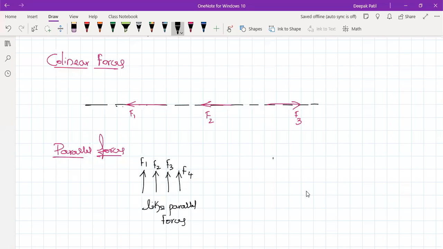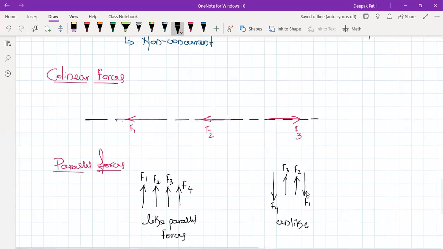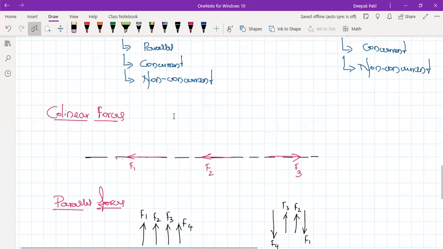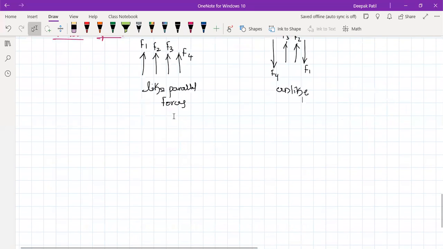There could be another system of parallel forces, which are called unlike parallel forces. You can see here, this is F1, F2, F3, F4. Now they are called unlike parallel forces because the direction is not the same as the other forces, right? So we are done with collinear and parallel. Let me come to the next part.